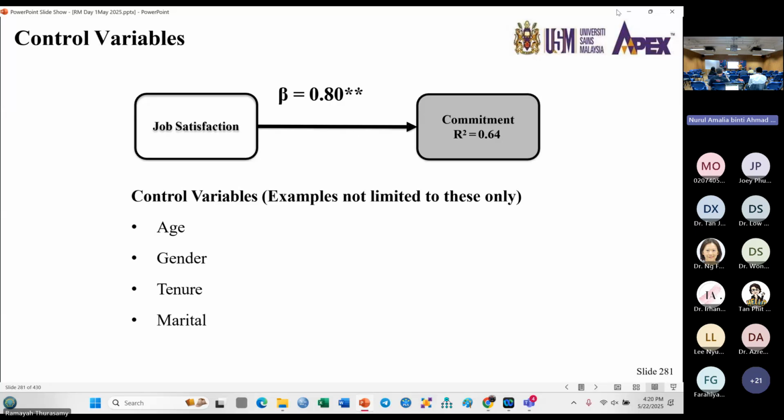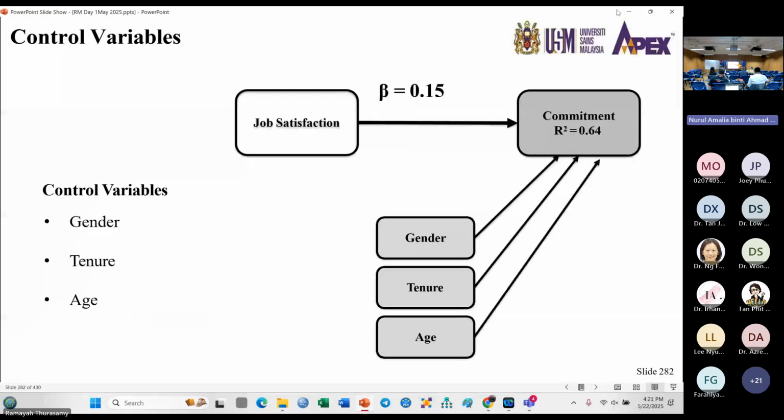Okay, so when we do this control, we say this variable together with this variable explains this variable. And the beta value drops from 0.8 to 0.15, right? Because now we have multiple regression. This is where the problem starts. So if you have control variables, from the start you have to tell. These are the control variables I will include.